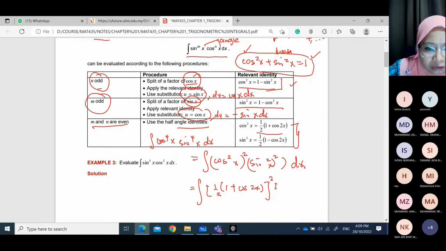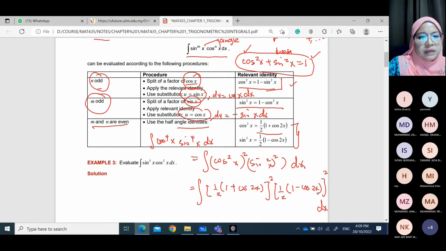So yang lagi satu, you akan dapat 1 over 2 times 1 minus cosine 2x and the whole thing to the power of 2. And don't forget about the dx. You kena tulis balik. Kena tulis juga sebab dia dalam bentuk integral. Okay? Jelas ya? Ada soalan? Jelas ya? Okey, bagus.